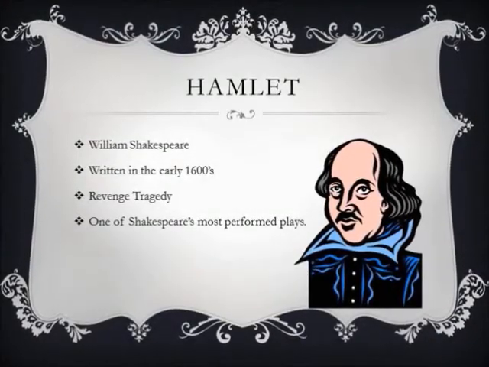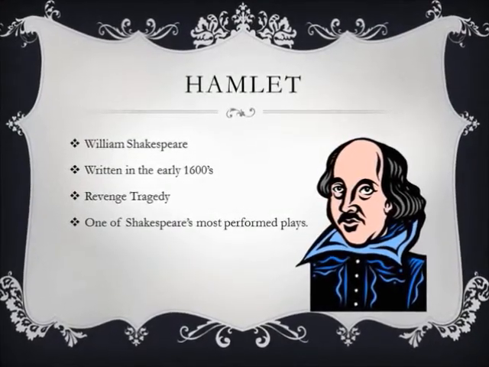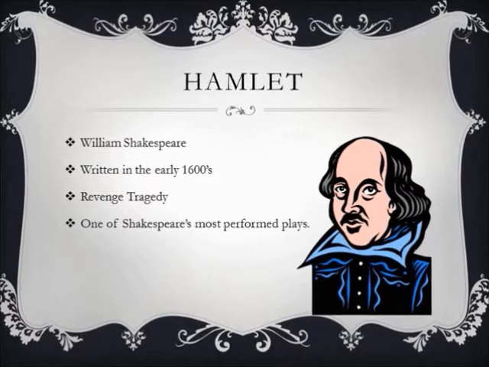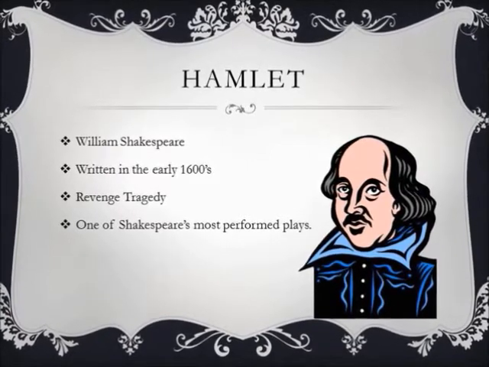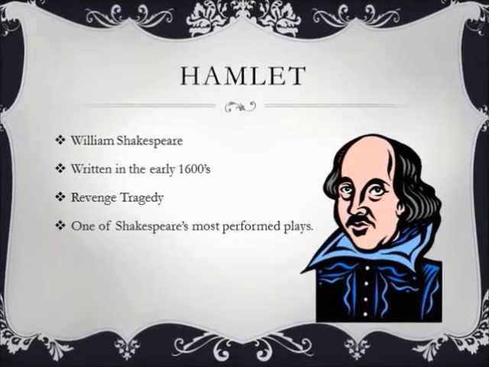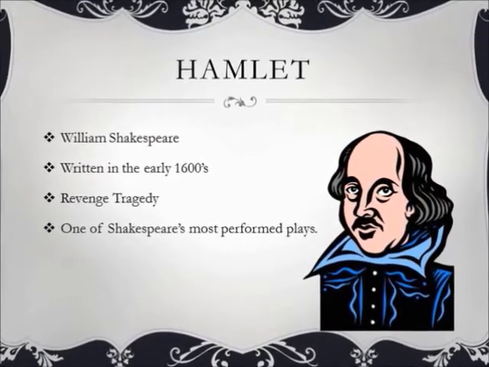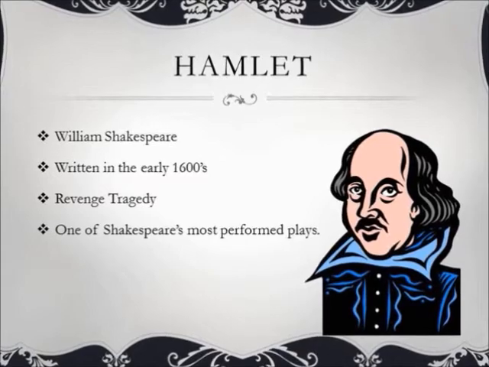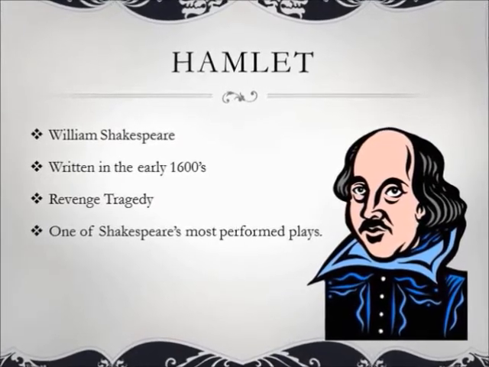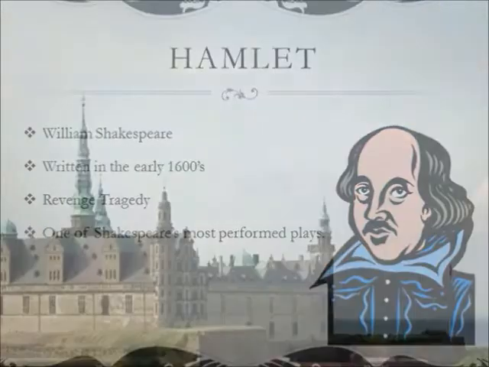The Tragedy of Hamlet, Prince of Denmark, is a tragedy by William Shakespeare. It was written sometime in the early 1600s and set in the Kingdom of Denmark. Hamlet is Shakespeare's longest play, and among the most powerful and influential tragedies in the English language. The play was one of Shakespeare's most popular works during his life and still ranks among his most performed.